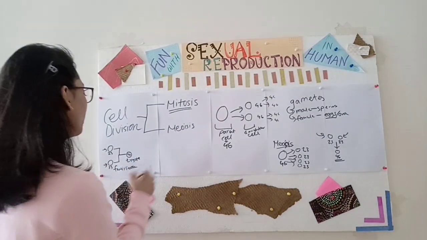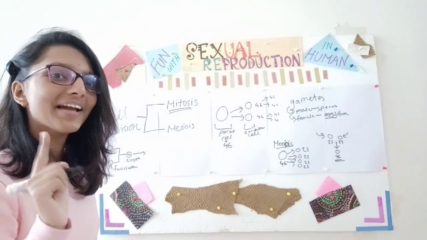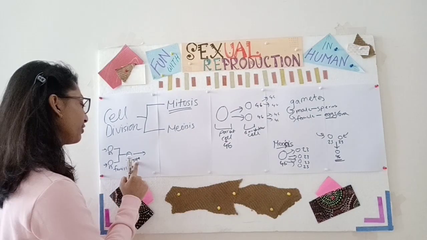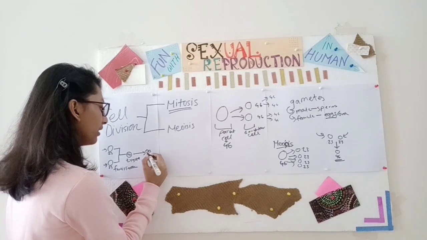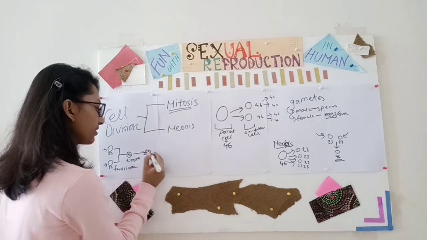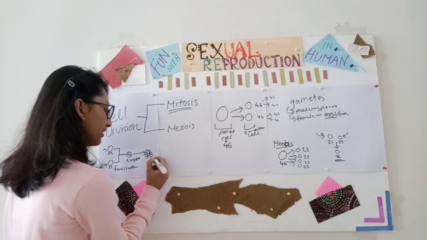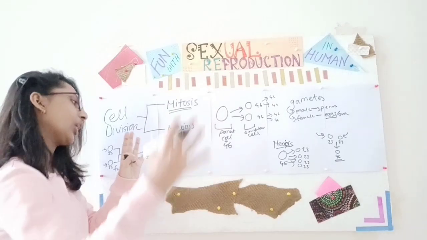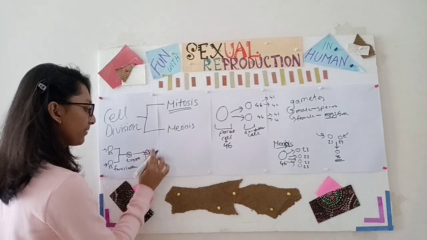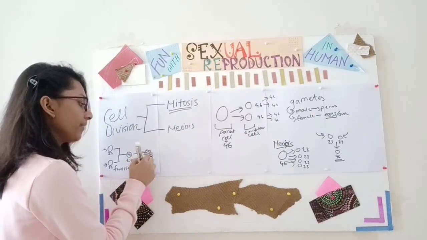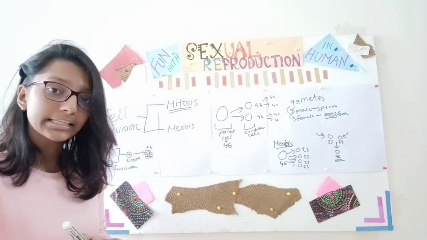Now this zygote will go through more cell division, but this time through mitosis. So you see, this zygote contains 46 chromosomes. With the process of mitosis, there will be more cell division. Through a series of a lot of cell division by mitosis, it forms this kind of structure, where each and every cell contains 46 chromosomes, because it's dividing through mitosis.